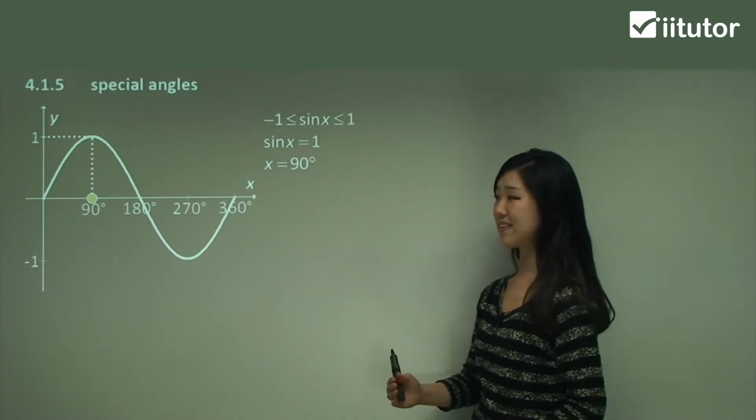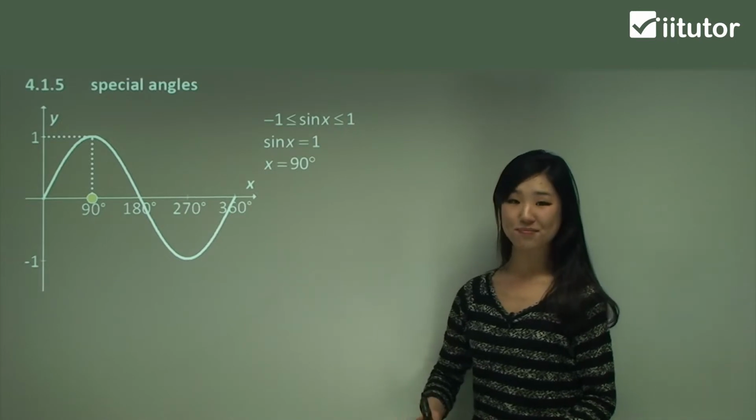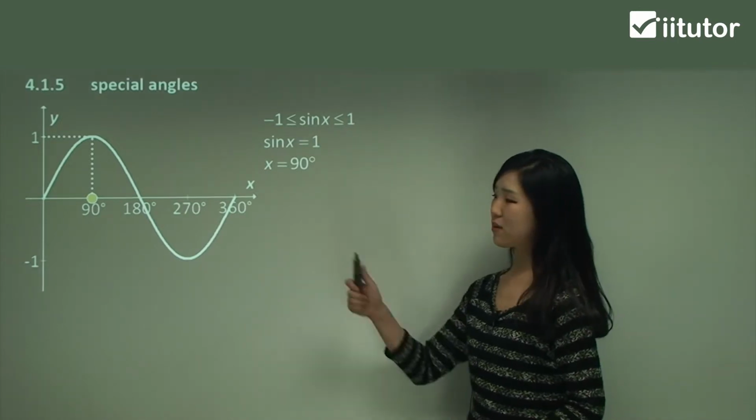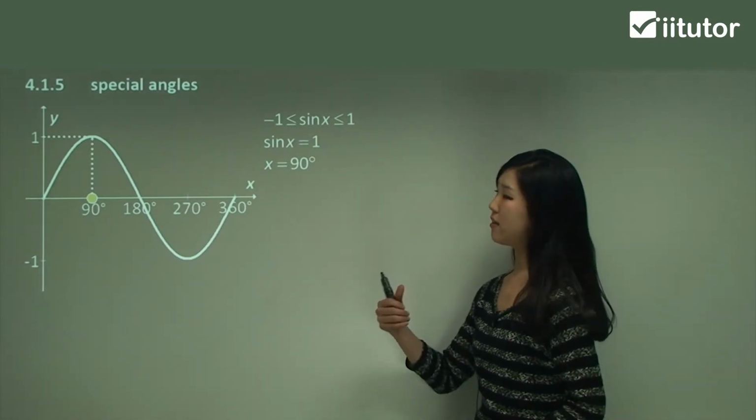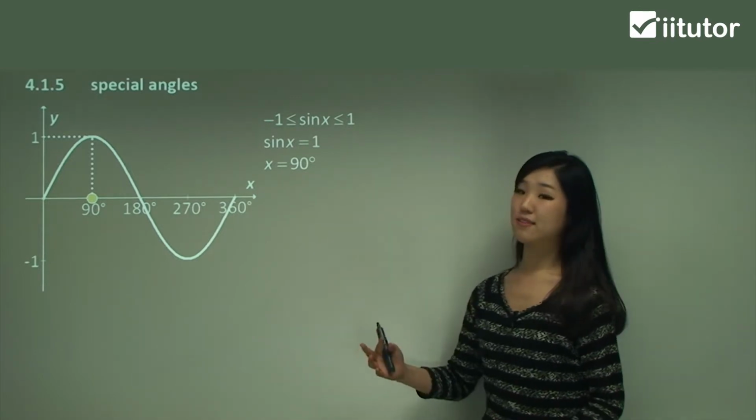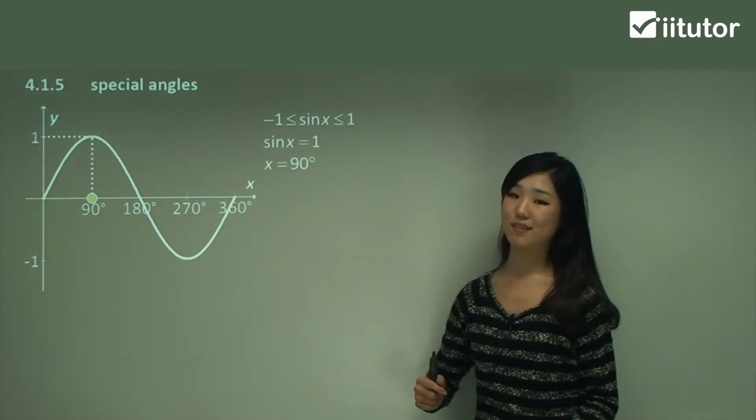So see how easy it was by looking at our diagram? Try to familiarize yourself with the diagram as well. So therefore, this is simple. Sine x equals 1, x is 90 degrees.